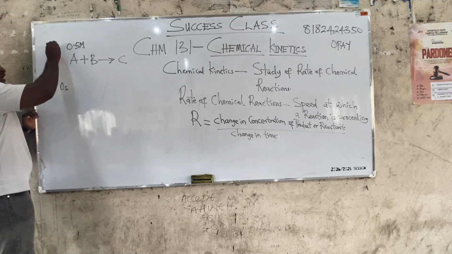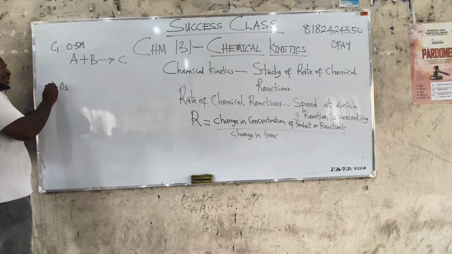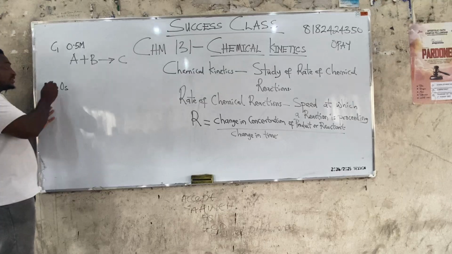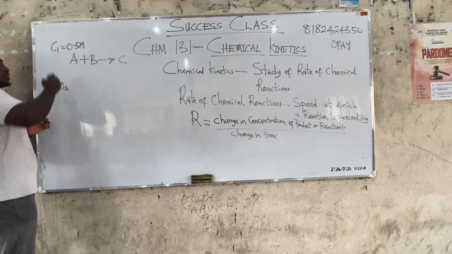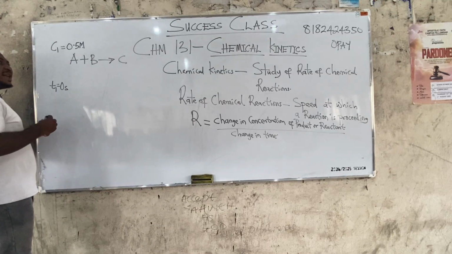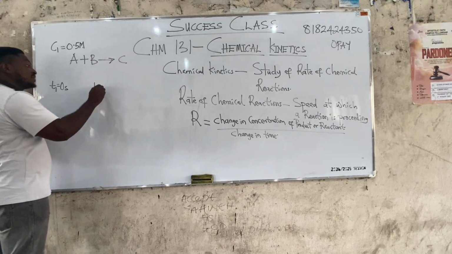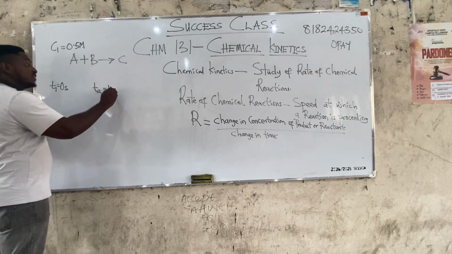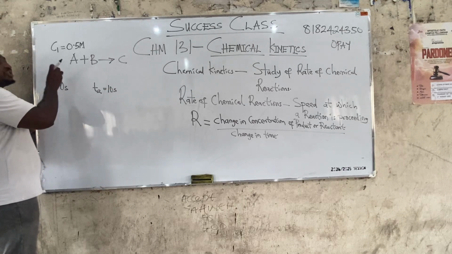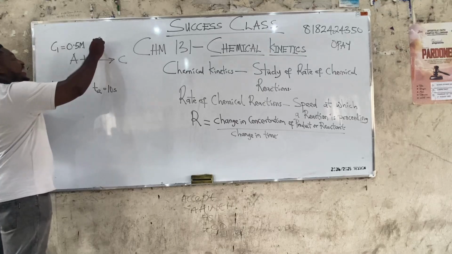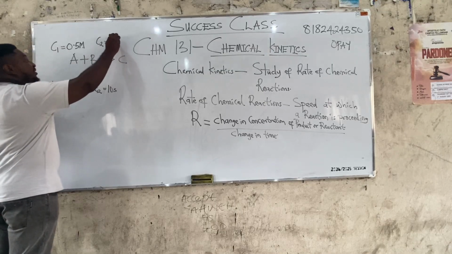Let's call this C1, and let's call the initial time T1. The reaction has not started yet, so it's T equals 0 seconds. The initial concentration is 0.5 M. Class, the reaction then proceeds, and after a time interval of 10 seconds, we observe that the concentration has reduced. The final concentration is now 0.3 M.